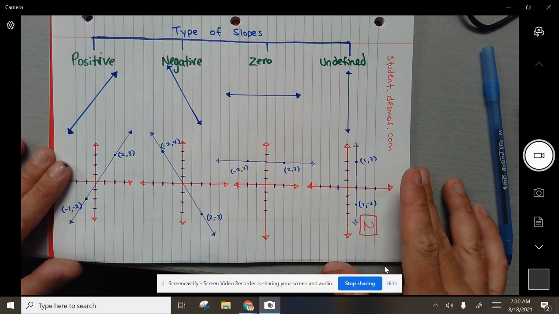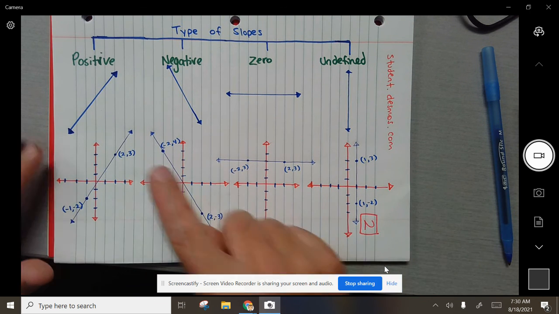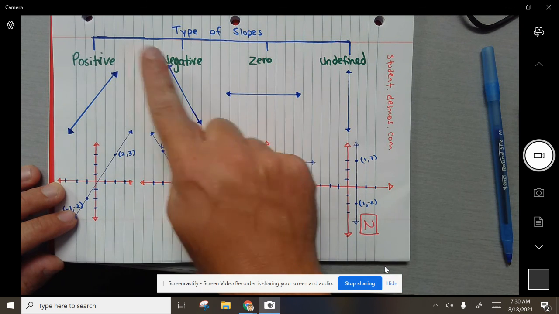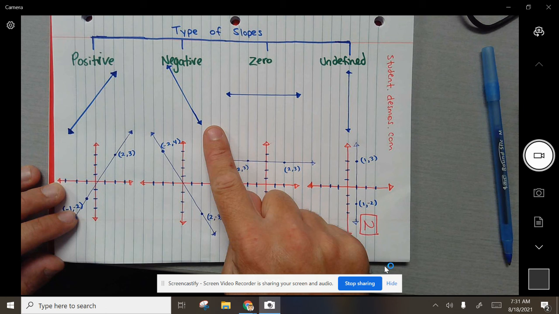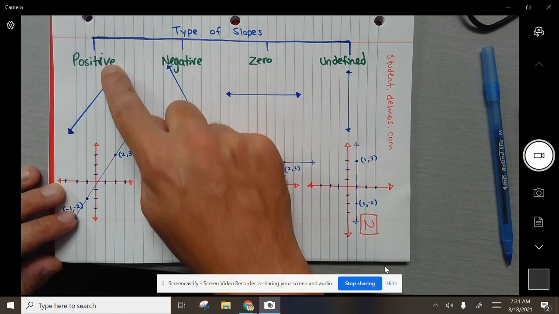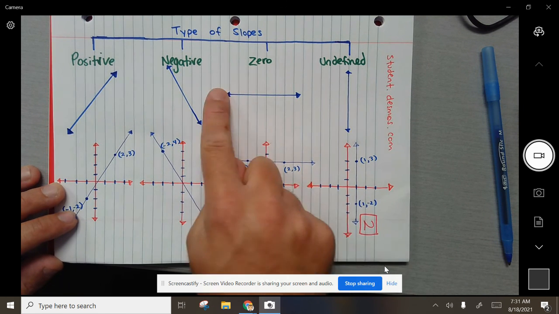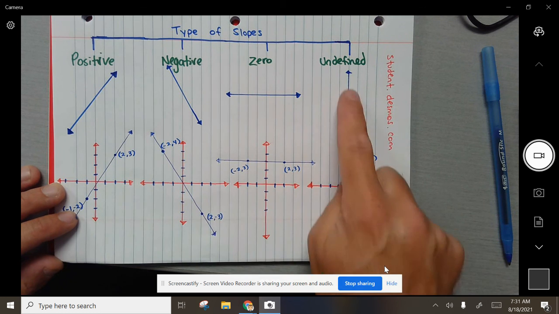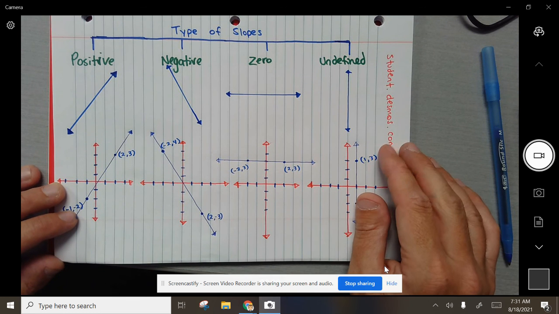There was a lot on here. I want you to make sure you understand. Positive slopes go up, negative slopes go down. How do you know which one goes up or down? The way you read a book, okay? Going up, going down. This is your zero, flat line, and undefined goes up and down, okay?